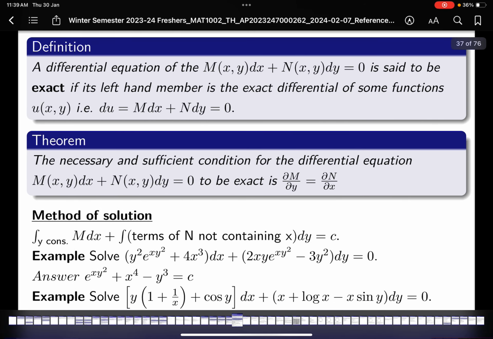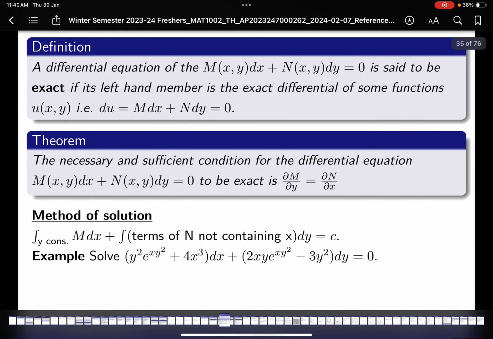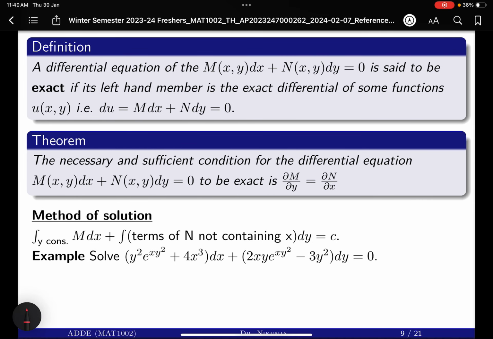One question we can take, for example, this question. Solve this question. Okay, so here this is M, this is N. Now if you do del M del y and del N del x, so del M del y for this first term, if you do with respect to y, this part will contribute 0, and here you need to apply the product rule.